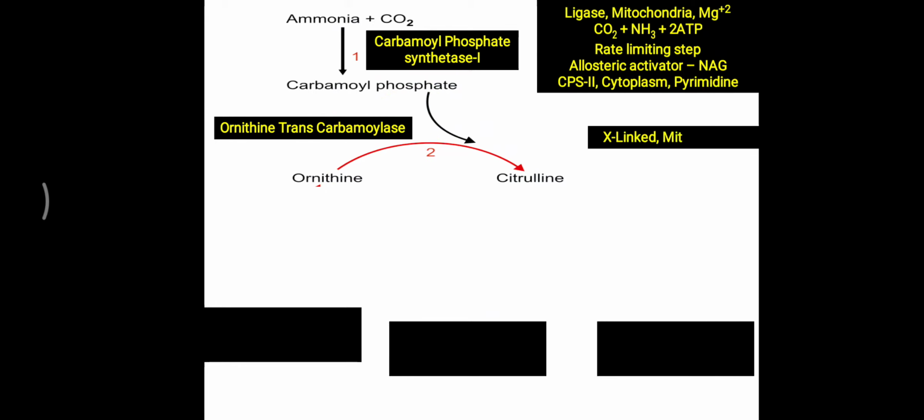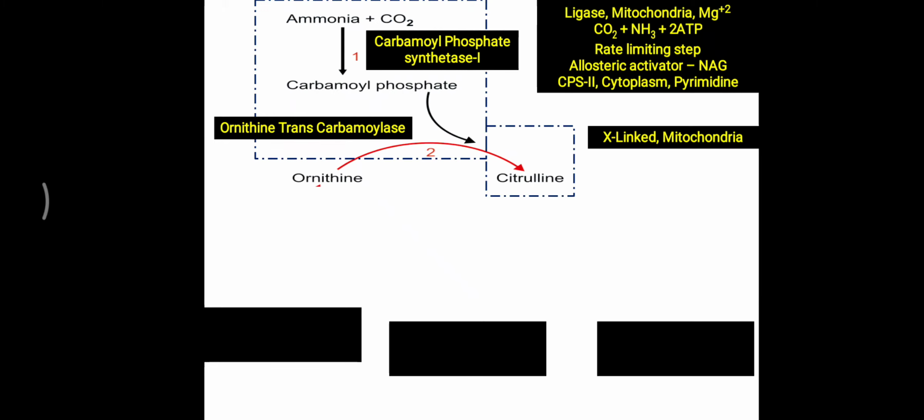So this enzyme, ornithine transcarbamylase, is present inside the mitochondria, and you have to remember it is an X-linked enzyme. This particular enzyme is also important because in urea cycle disorders, mostly this enzyme's disorder is seen. So you have to remember that. Now, the first and second reactions occur inside the mitochondria, and finally citrulline is generated inside the mitochondria.